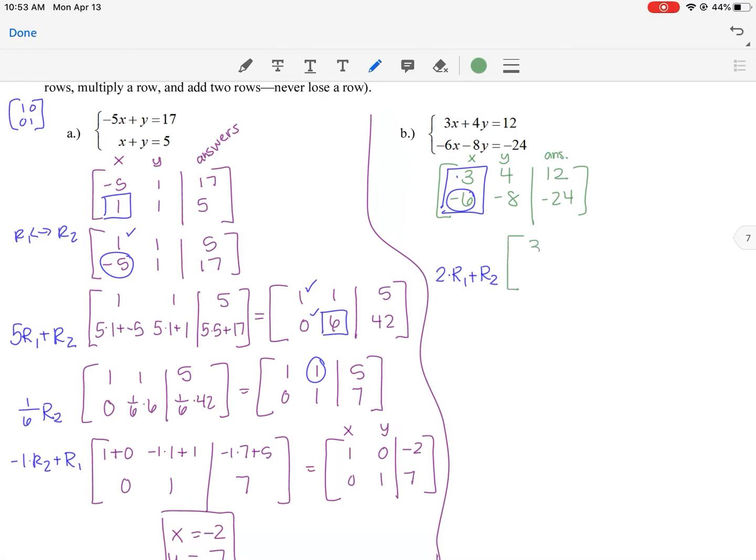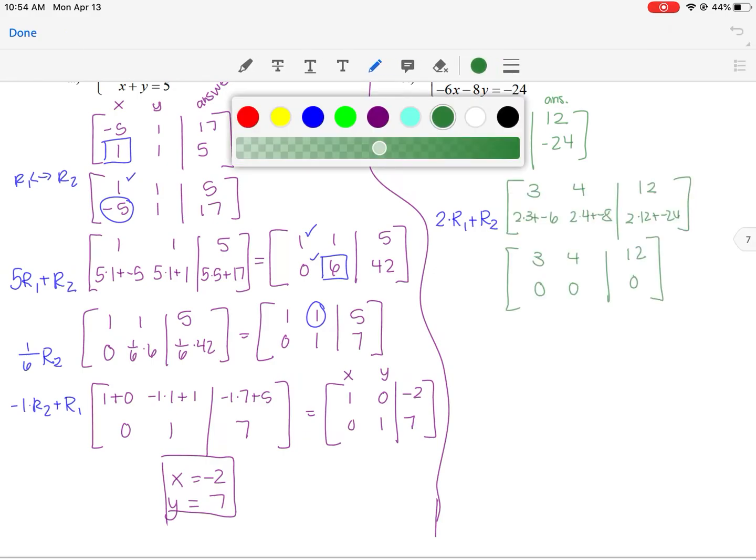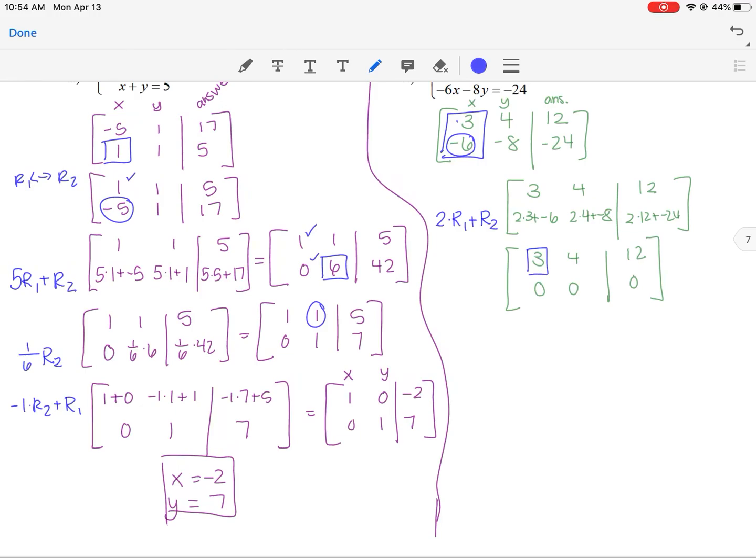I'm going to do 2 times row 1 and add it to row 2, because 3 times 2 is 6, and 6 plus a -6 is 0. So if I do that, the top row hasn't changed at all. But I'll do 2 times 3 plus a -6, 2 times 4 plus a -8, 2 times 12 plus a -24. And we get that this is now 3, 4, 12, 6 plus a -6 is 0. 2 times 4 is 8 plus a -8 is also 0. 2 times 12 is 24 plus a -24 is also 0.